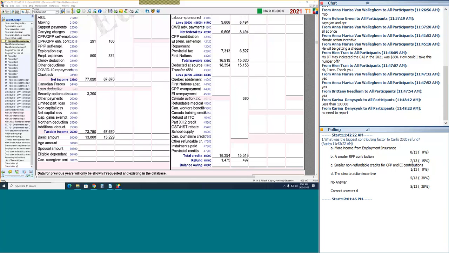Okay, let me know what you think. I've had three people participate. I would like to see a few more people. You've got 15 seconds to lock in an answer. Hit the submit button when you have your choice.